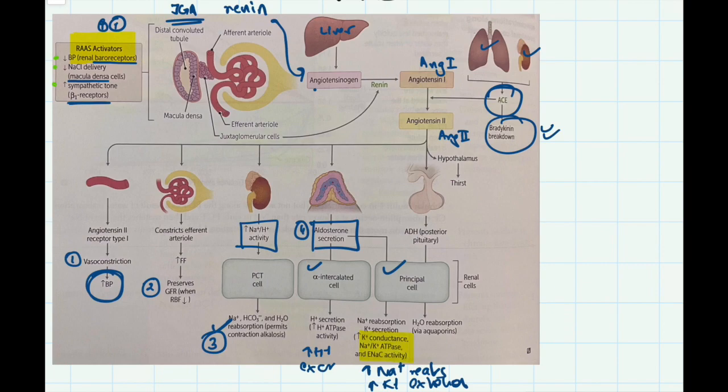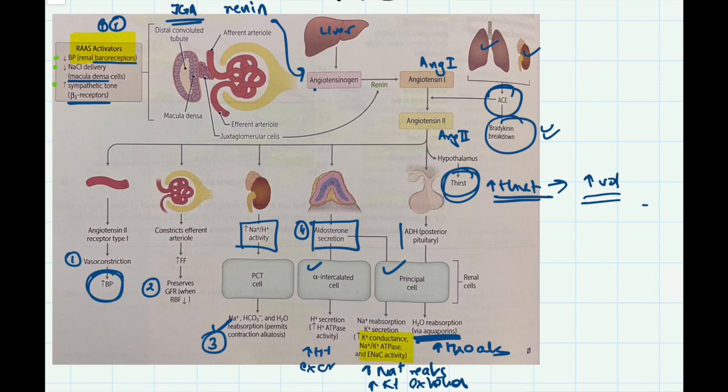Also it causes water reabsorption by increasing the expression of aquaporins on the apical membrane. This we have all read. Also it acts on the hypothalamus, especially on the thirst centers, and increases the thirst, right, because by drinking more water we only increase the blood volume and restore the blood pressure and the GFR. Also it acts on the pituitary and it stimulates the secretion of antidiuretic hormone, which will again increase the water reabsorption. So this is basically the RAAS.